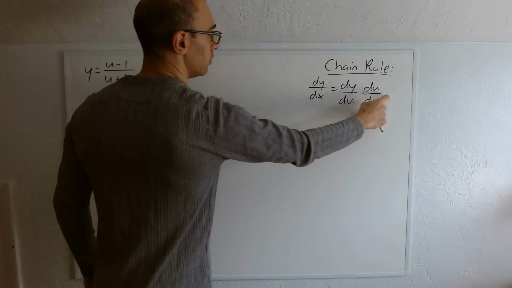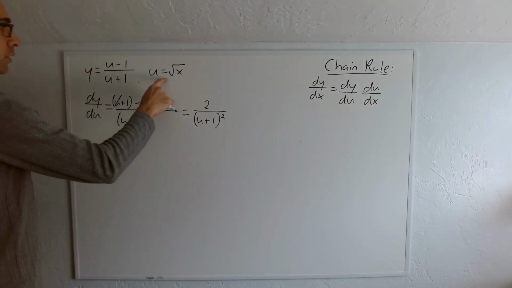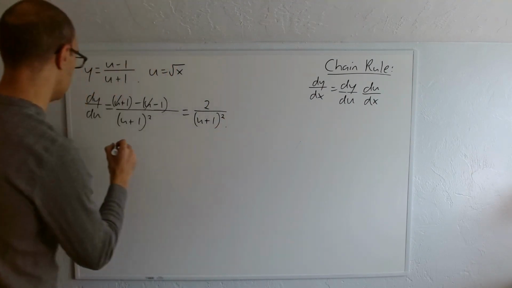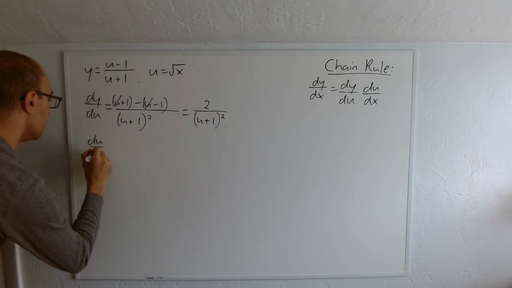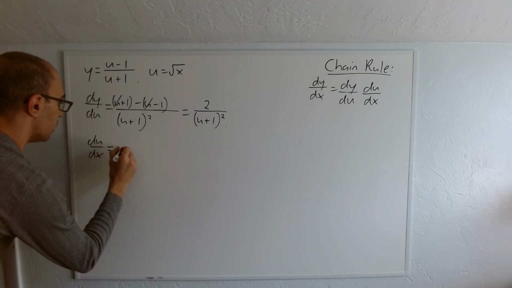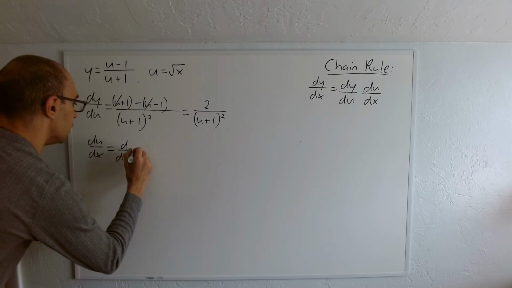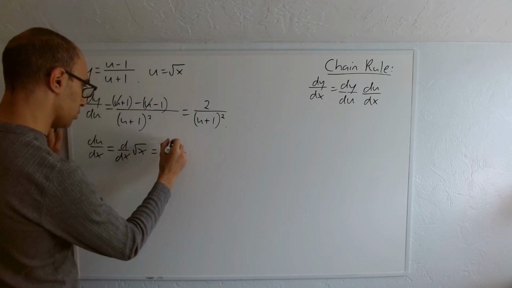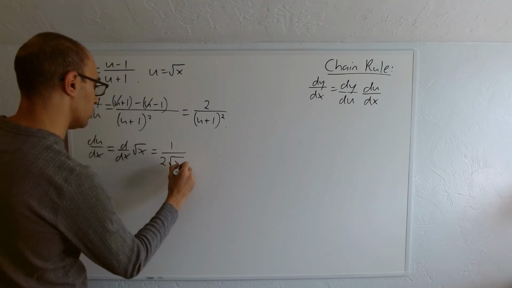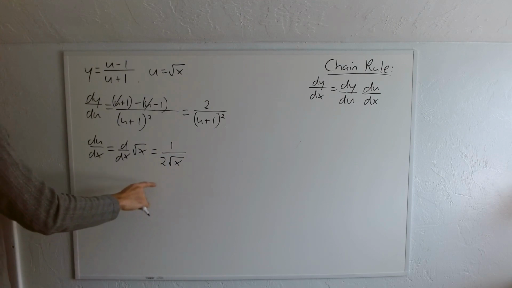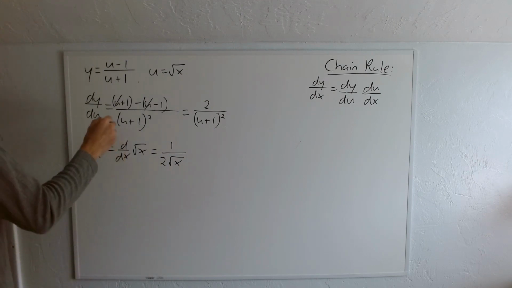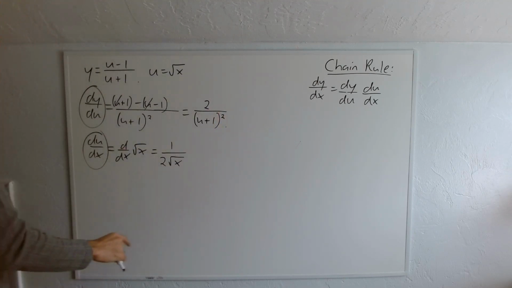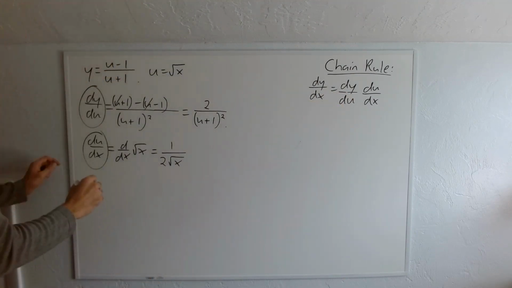Now we need to find du dx. So u is square root of x. So du dx is finding d dx of square root x, which winds up being 1 over 2, and the square root of x moves to the bottom. Okay, so we found this, we found this. Now we need to multiply those two together in order to get dy dx.